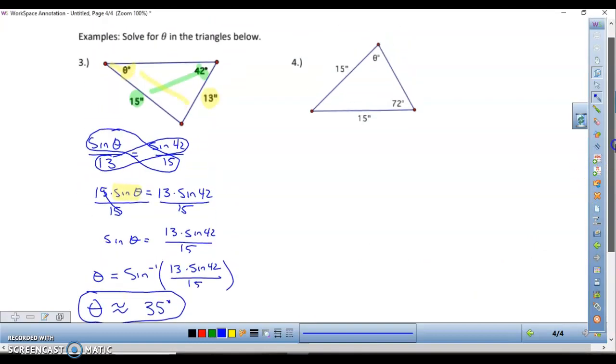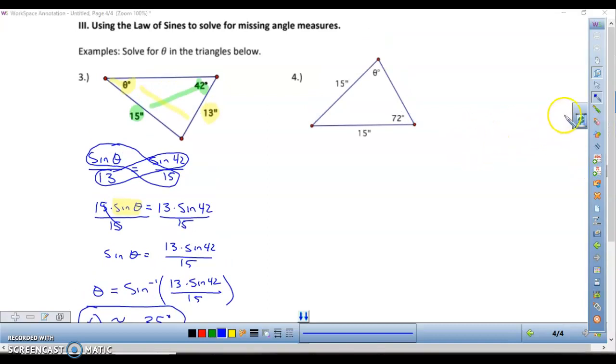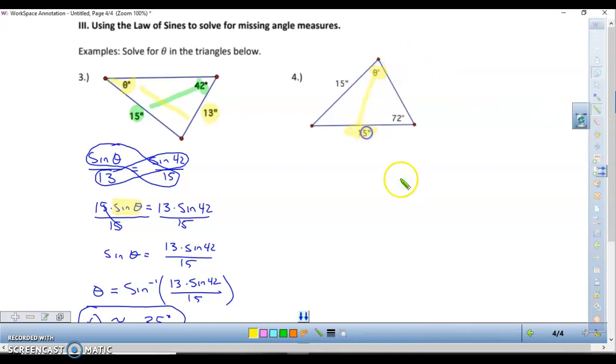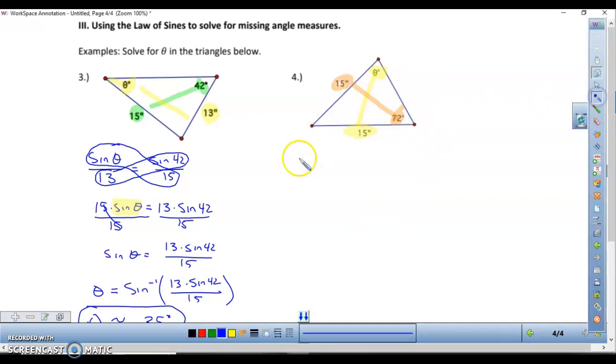All right, and then last example. Maybe if I can scroll this guy up. There we go. So in this case, I'm trying to find this angle. I know the side across from it, and I know this angle, and I know the side across from it. So I can do my law of sines.